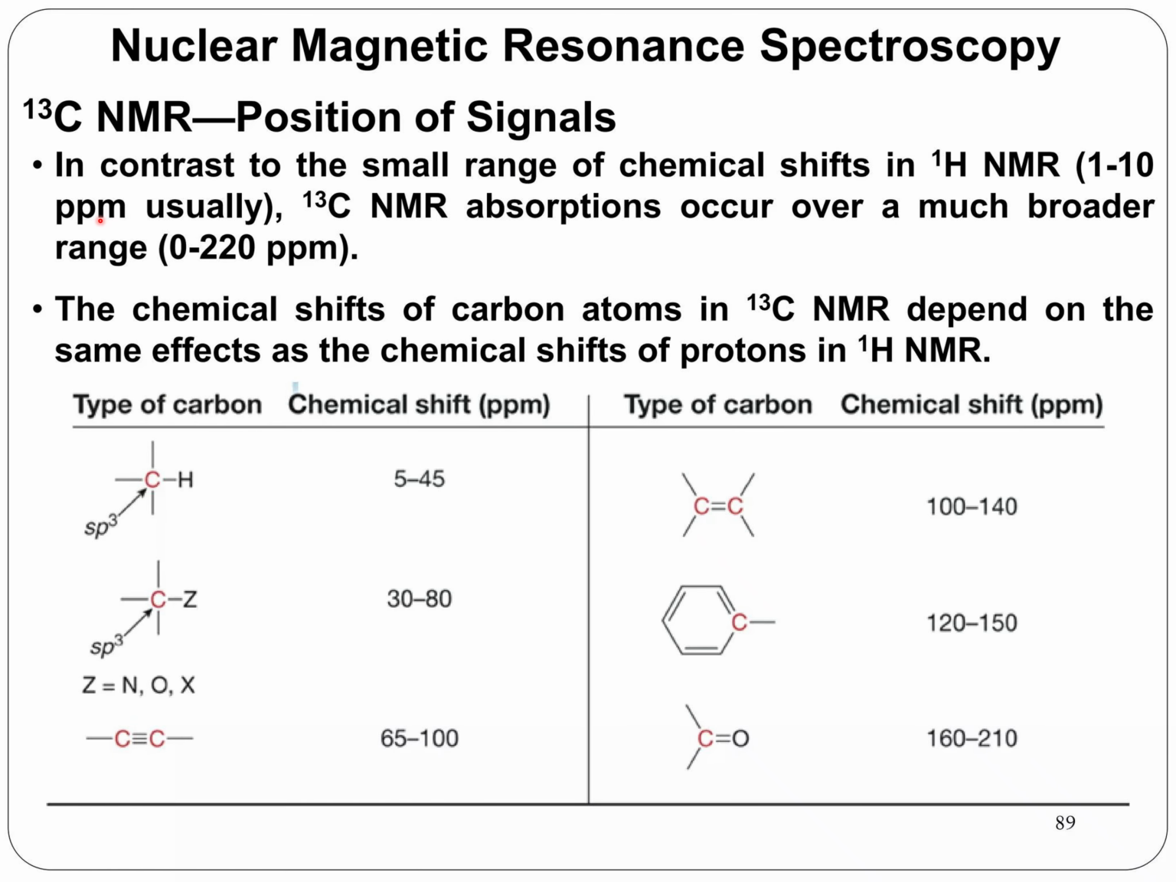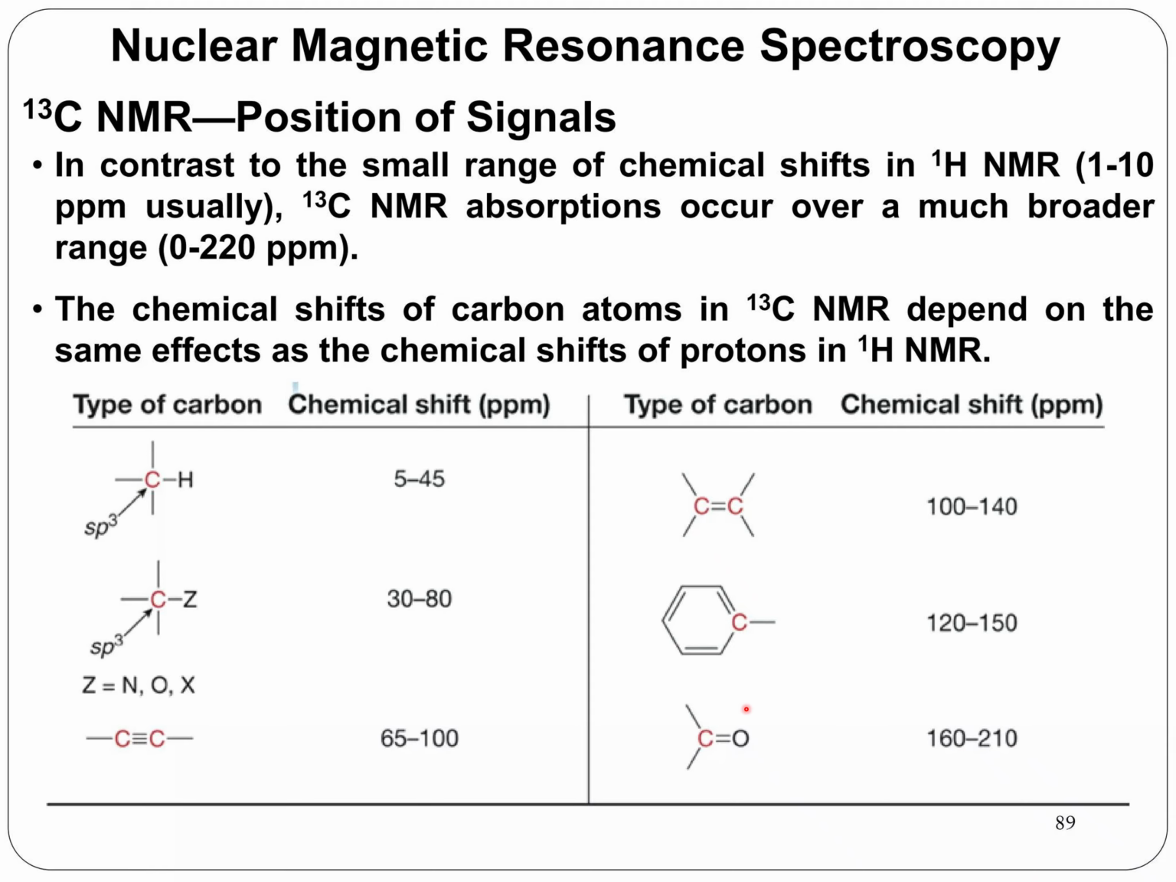So, position of the signal. In contrast to the small range of chemical shift in proton NMR, carbon NMR absorption occurs over a very much broader range. The chemical shift of the carbon atom in carbon NMR depends on the same effects as the chemical shift in proton NMR. Actually both of them are similar, just the range is different. For carbon NMR the range is from 0 to 220, and for proton NMR the range is from 0 to 12.